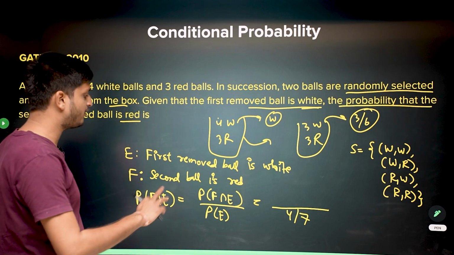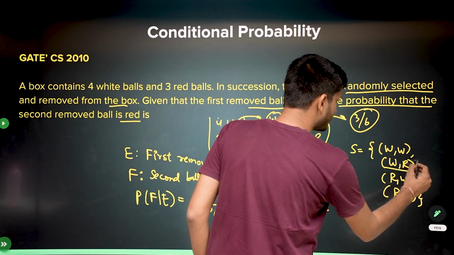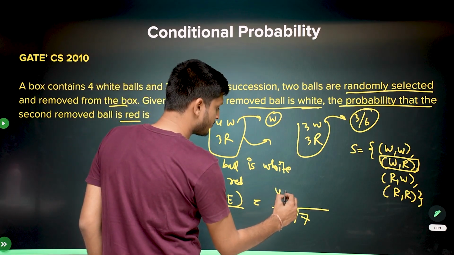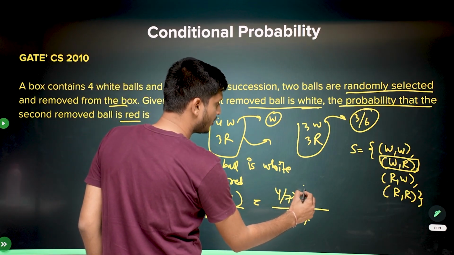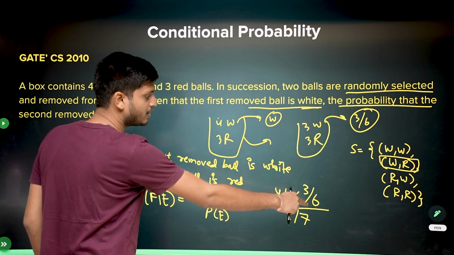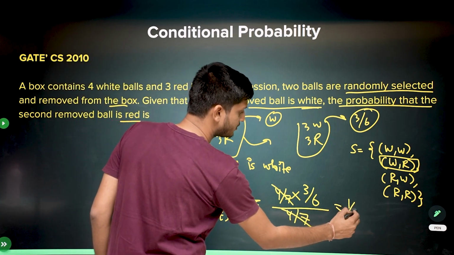Now what is the probability of F intersection E? It means the probability of the first removed ball being white and the second removed ball being red. So first removed ball is white and then the second removed ball is red. Now this and this will cancel and you will get 1 by 2 only.